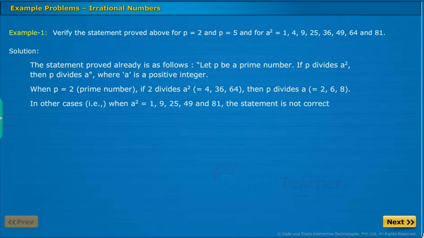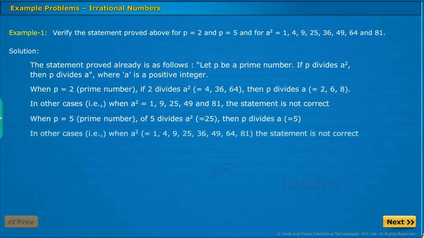In other cases, that is when a square equals 1, 9, 25, 49 and 81, 2 does not divide a square, so the statement does not apply. For p equal to 5, a prime number, if 5 divides a square equal to 25, then 5 divides a equal to 5. In other cases, that is when a square equals 1, 4, 9, 36, 49, 64 and 81, 5 does not divide a square, so the statement does not apply.